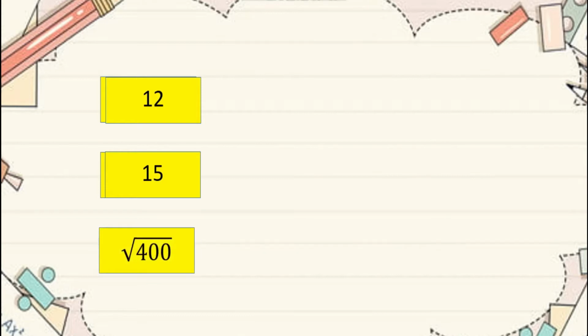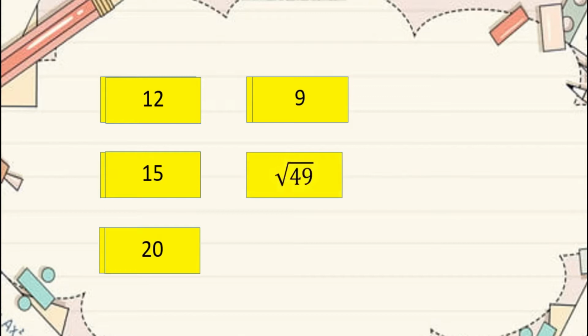Next, the number multiplied by itself is equal to 400 is 20. How about the square root of 81? And it is 9. Next, the square root of 49. Correct. It is 7. How about the number times itself is equal to 169? Very good. It is 13.